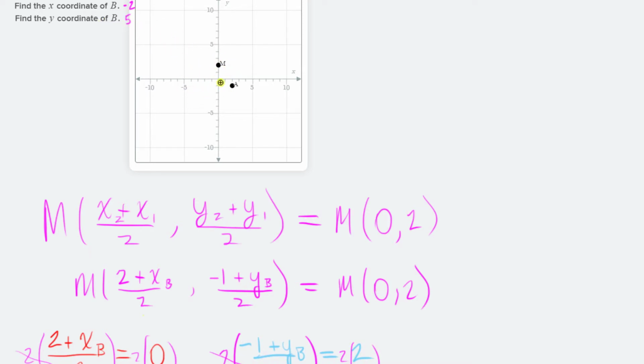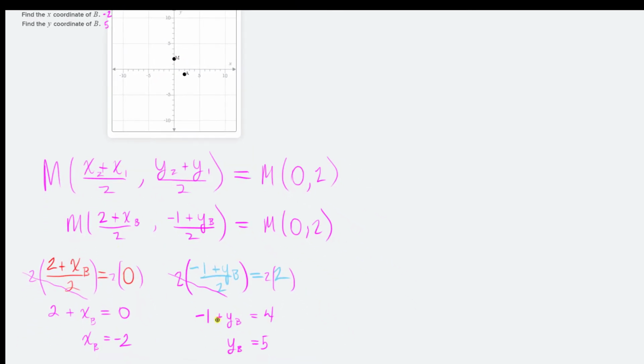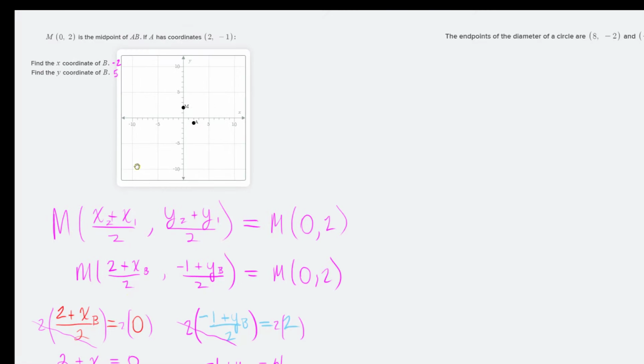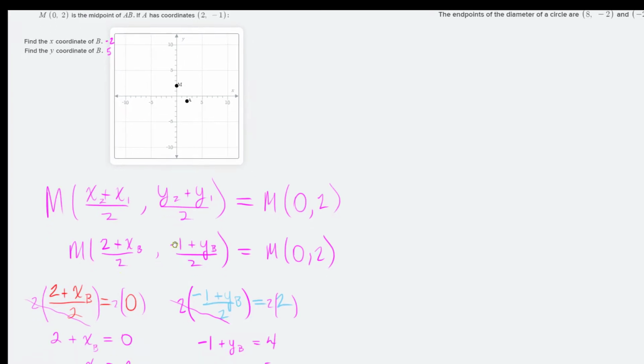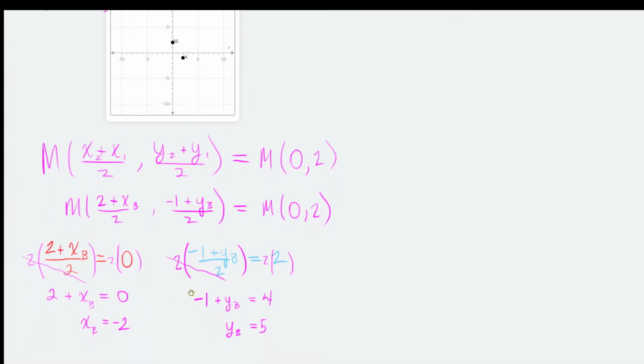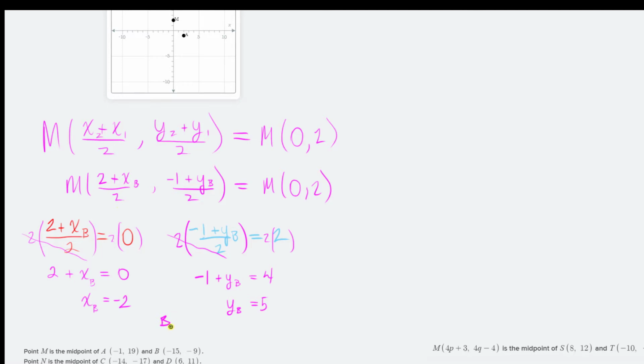So if you don't have the graph and you can't do the physical counting in order to figure it out, you can do some algebra. Now, there's another way, really. If you don't have the graph, you can say, okay, if I went from an x of 2 to 0, that's down 2, so I'm going to have to go down another 2. And if I went from a y of -1 to a y of 2, that's numerically up 3, so I'd have to go up another 3. But the algebra here is really elegant, really quite nice. And so it turns out that the point B would be at -2, 5.